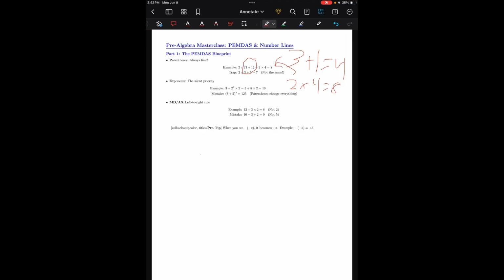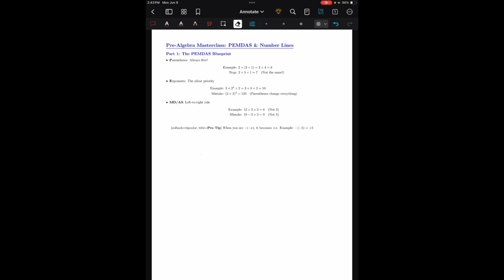Since there's no parentheses there, we don't start with parentheses. And if you look farther down, it shows that after parentheses, we have exponents. And we see no exponents in that problem either. But then we do see multiplication. So we start with the multiplication, 2 times 3, which is 6, plus 1 equals 7. So that is a common trap since there's no parentheses there. Alright. Let's move on. So next, exponents, they're the sneaky ones.